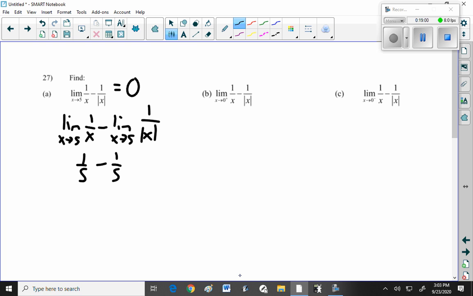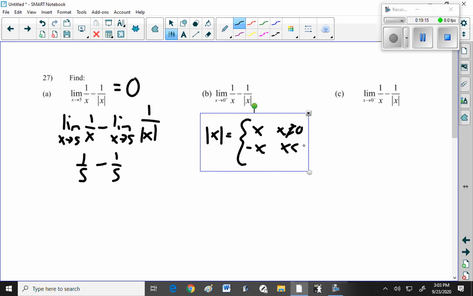As x approaches 0, however, there's a problem. This first limit doesn't exist, and the second limit doesn't exist. So we have to be a little careful here. So once again, we'll use the definition of absolute value: x if x is greater than or equal to 0, and -x if x is less than 0.